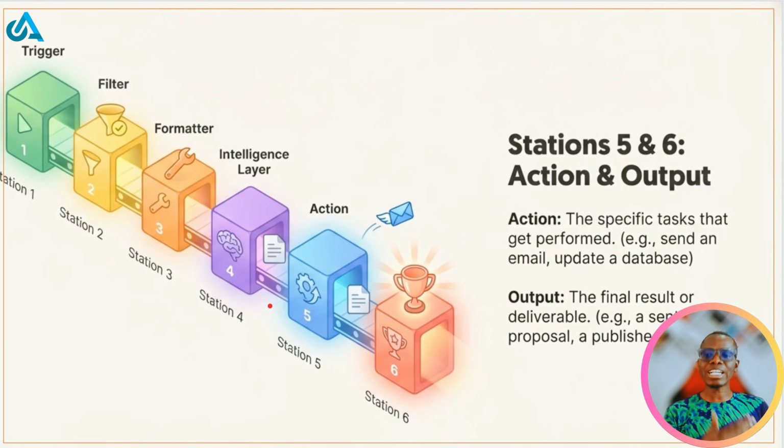Then you also have the actions and output. Action, this is where things happen. You want to send a mail out, you want to update a database, you want to create a tweet, you want to draft a message, you want to create a calendar, you want to post content. So these are the things that happen in a typical automation workflow. So again, I said automation: something triggers a workflow and then things begin to happen, and at the end of the day you have an output.